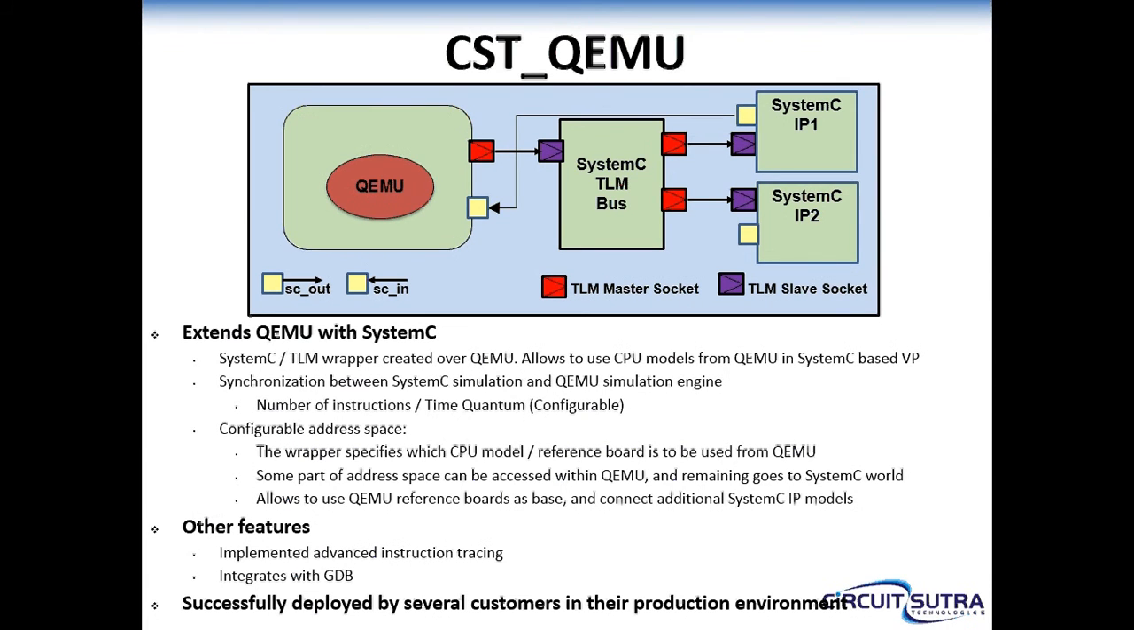Another important functionality in the wrapper is that you can specify what all address space will be accessed from within Qemu and what all will go out to the SystemC world. This functionality allows users to use the existing reference boards from Qemu and connect the external SystemC models at backend address spaces.